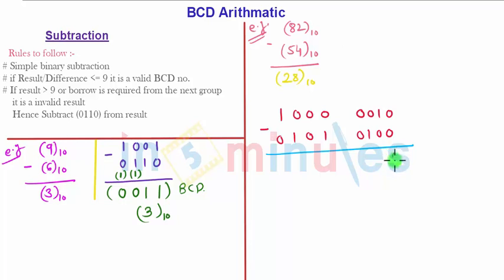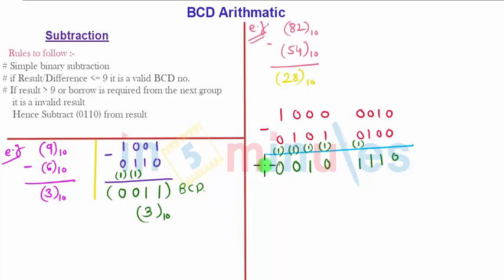0 minus 0 is 0, 1 minus 0 is 1, 0 minus 1, the difference is 1, borrow needed 1. 0, 0, 0 minus 1, difference is 1, borrow needed 1. 0 minus 1, borrow needed 1, difference is 1. 1 minus 1 is 0, 0 minus 0 is 0, 0 minus 1, difference is 1, borrow needed 1. 0 minus 1, borrow needed 1, 1 minus 1 is 0, and 1 minus 0 is 1, 1 minus 1, the total difference is 0.